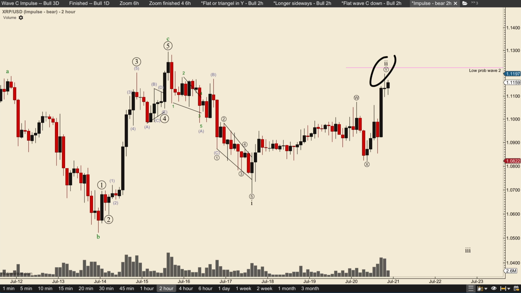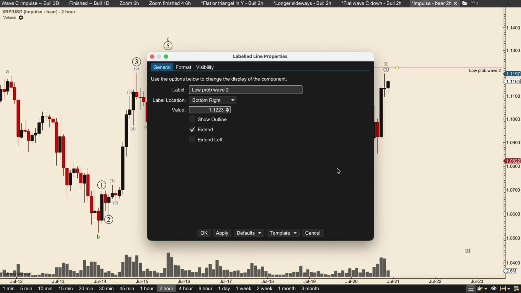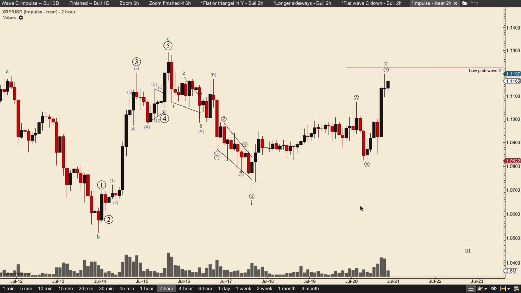And here, if we take out this at 1.1223, it's a low probability wave 2, meaning it's a higher probability for the bulls to take out this high sooner or later. But this scenario then is looking for a 1, 2, 3, 4, 5, and so on, looking for way lower prices.